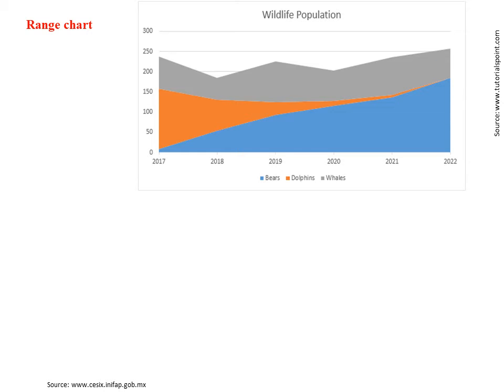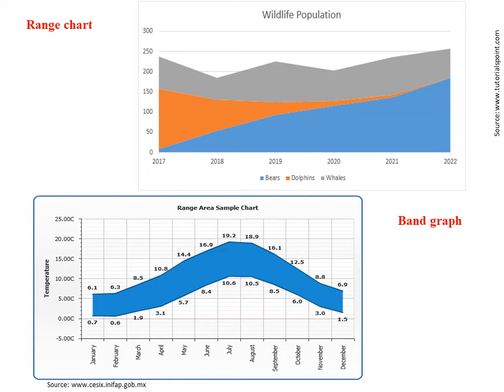An example for a range chart is the wildlife population. Here the different colors show the different animals. The blue color indicates the whale, the orange indicates the dolphin, and the gray color indicates the bird. And for the band graph, here the temperature for different months is indicated. The lowest temperatures are here, and the highest temperatures are here for different months.